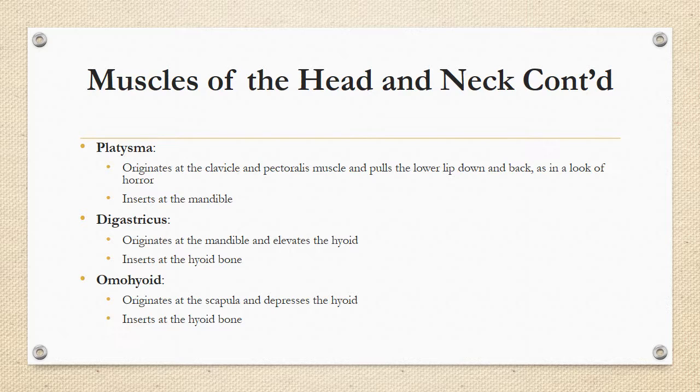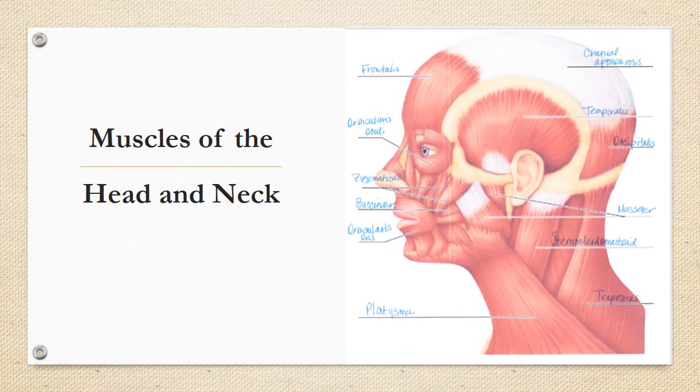Digastricus, it originates at the mandible and elevates the hyoid. Your omohyoid, it originates at the scapula and depresses the hyoid. And here you'll see some of the muscles of the neck.